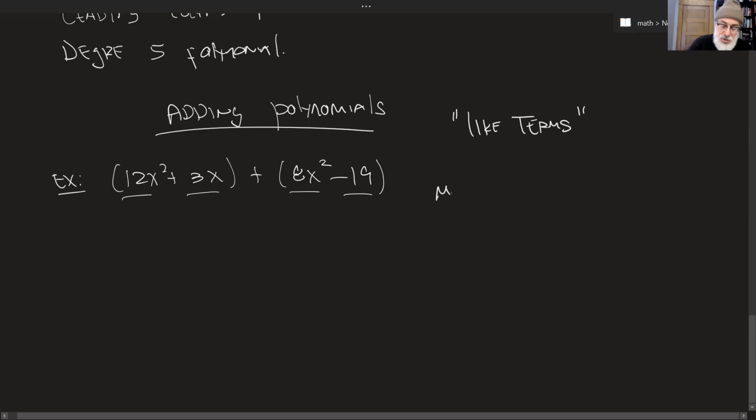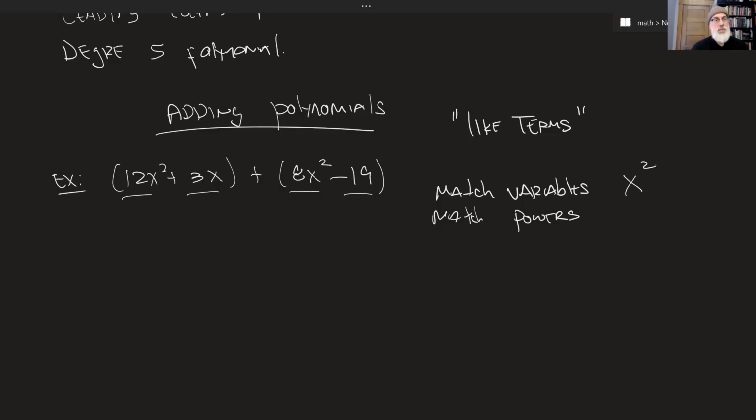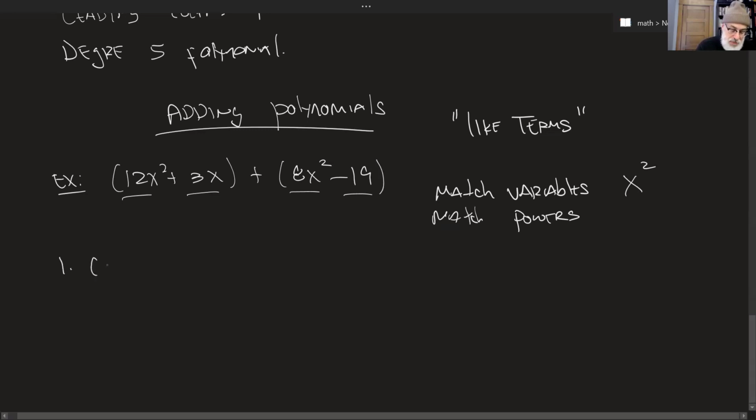And we have to match variables and match power. So for example, if I have a variable of x, I can only add variables that have x. If x is squared, I can only add variables that have a square. So like terms means they have to look the same. They have to look alike. So the first thing we're going to do then is combine like terms.